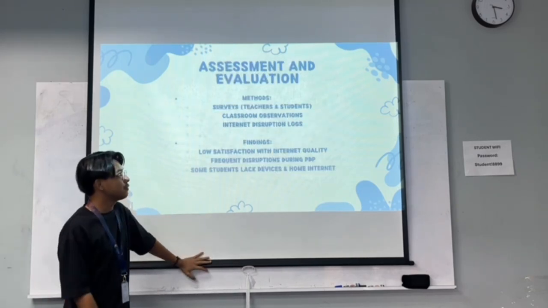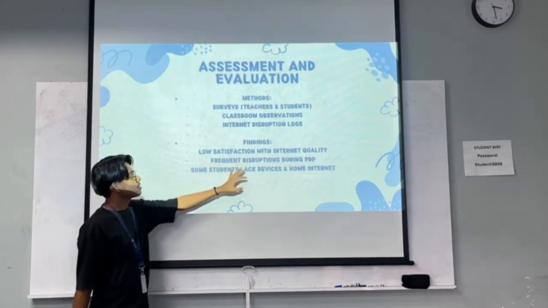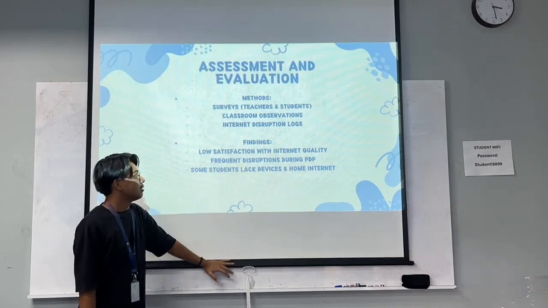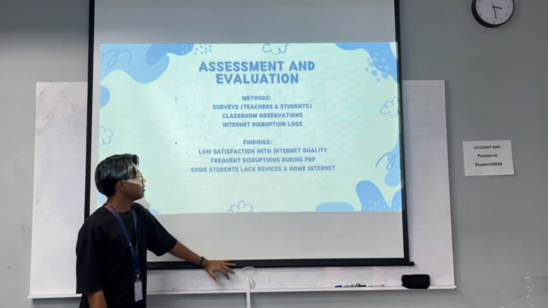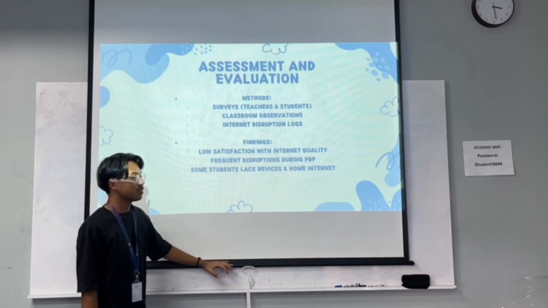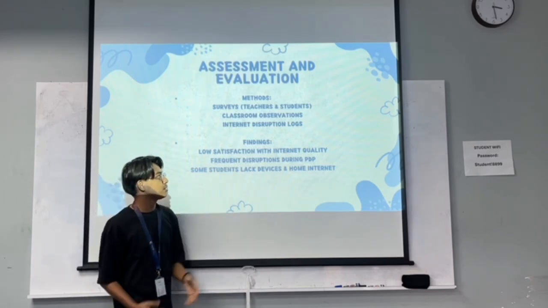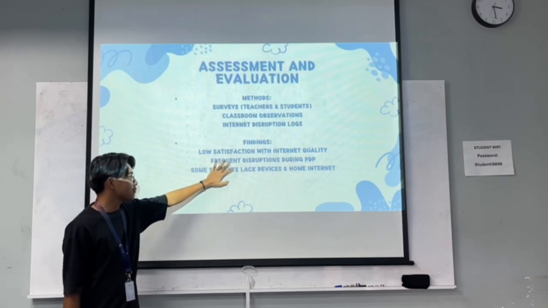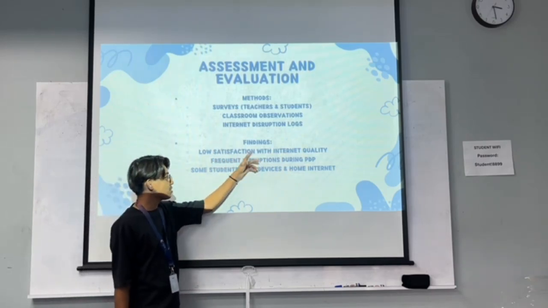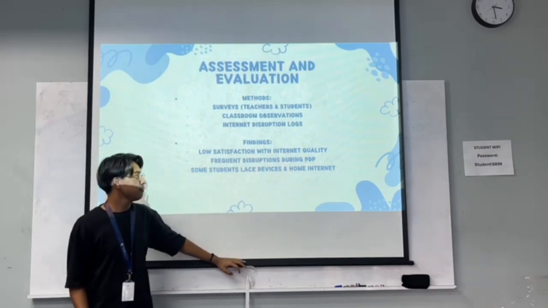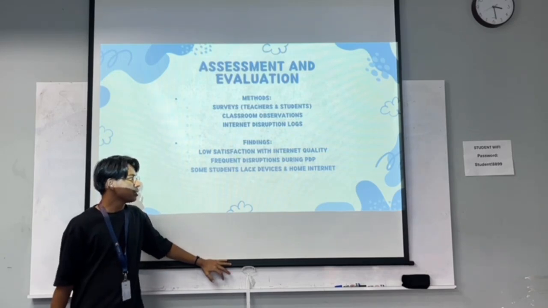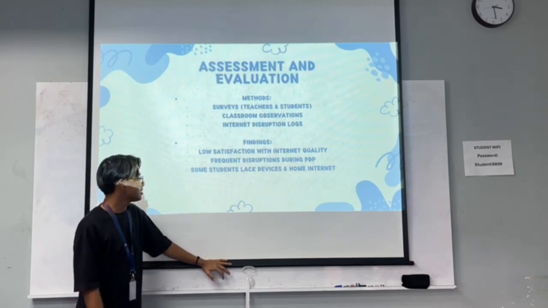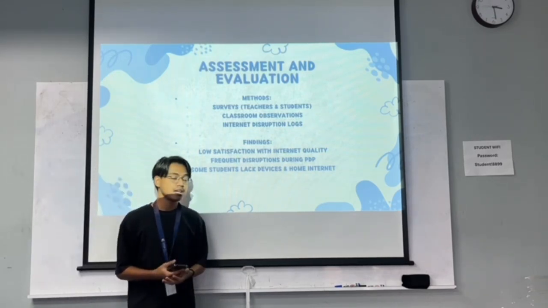And assessment and evaluation. The method is, number 1, survey of teachers and students. Number 2 is classroom observation and internet disruption logs. And the finding is low satisfaction with internet quality, frequent disruptions during PdP, and some students lack devices and home internet.